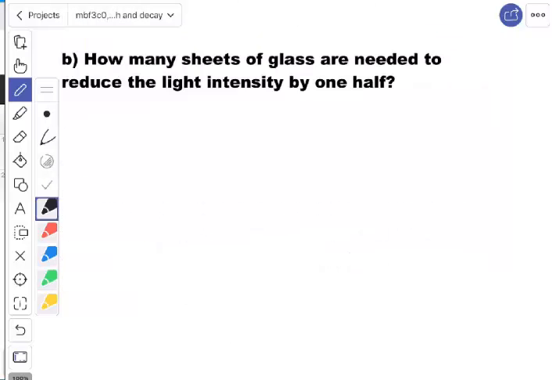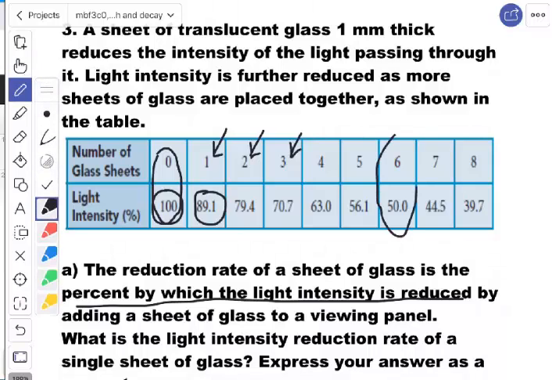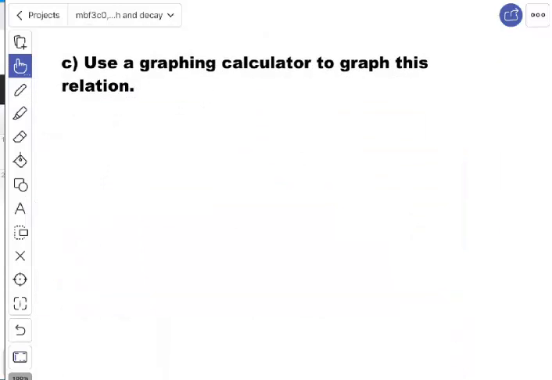The next part of the question says, how many sheets of glass are needed to reduce the light intensity by 1/2? If you look at the table here, 1/2 means 50%, which relates to this column of the table. So this means that there are 6 glasses which we need to reduce the light intensity by 50%. The next part of the question says, use a graphing calculator to graph this relation.